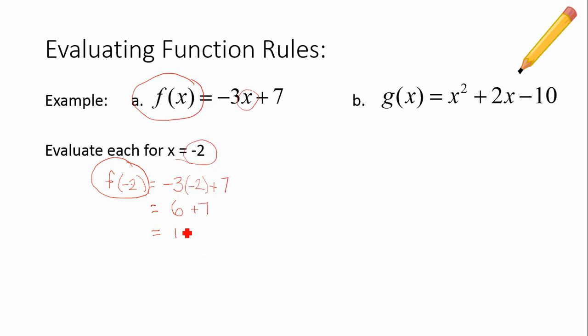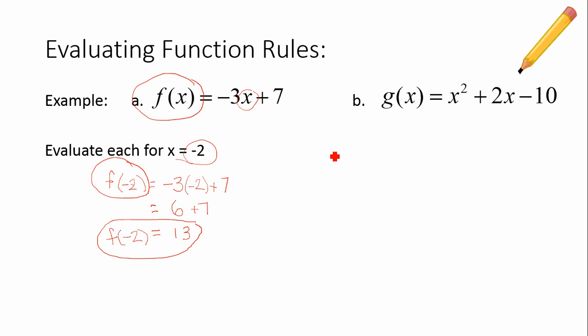So when I finish this, I'd say the value of function f at negative 2 is 13. That's how I would leave it. We're not solving for f. F is not something we're trying to say f equals something. F is the name of the function.